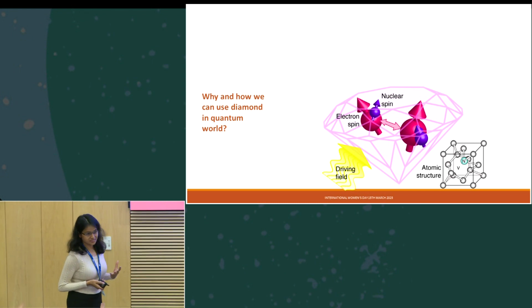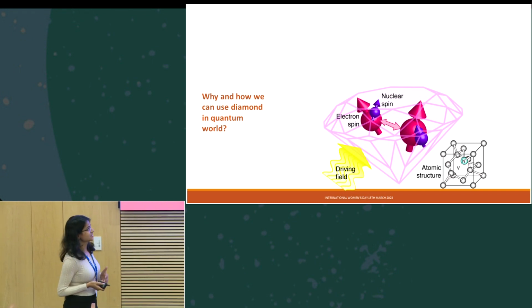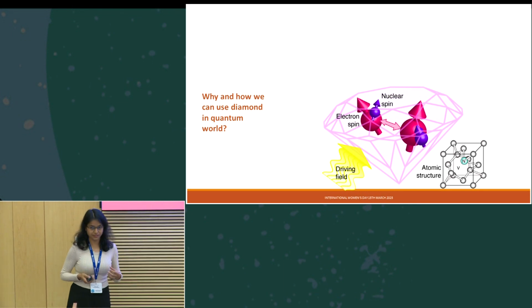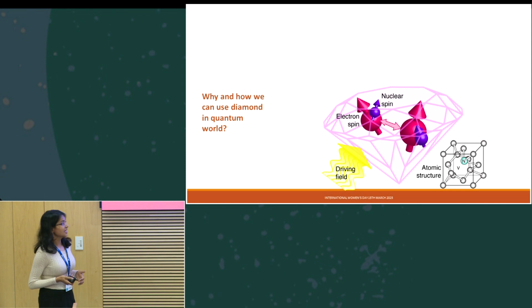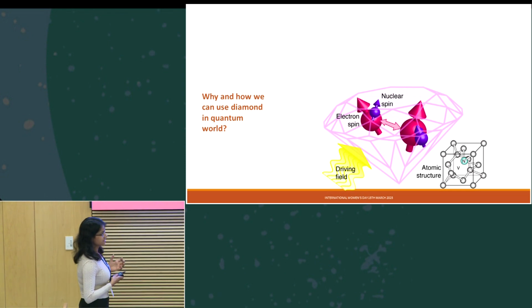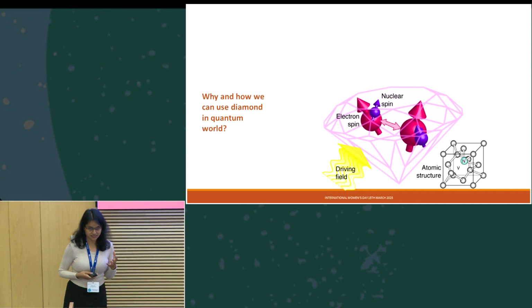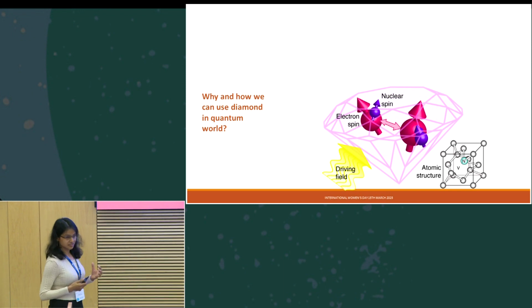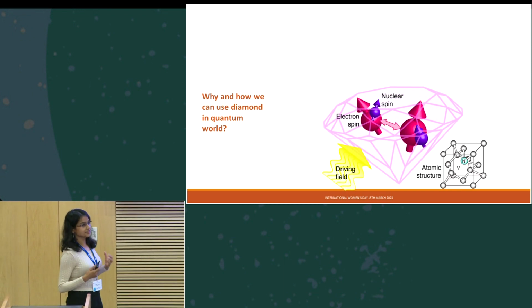It has electron spins, and it has nuclear spins. So these spins work when you give a driving field. And the atomic structure is shown like this. It's basically a lattice. It comprises carbon atoms attached together at different angles.